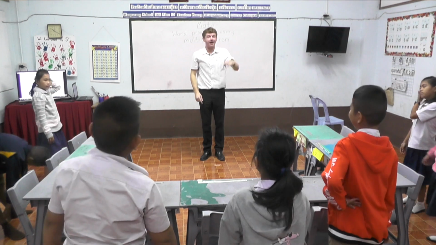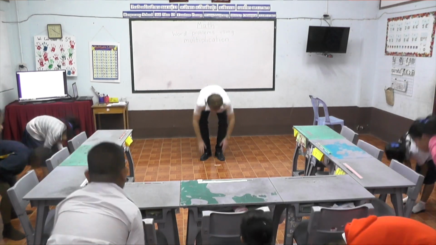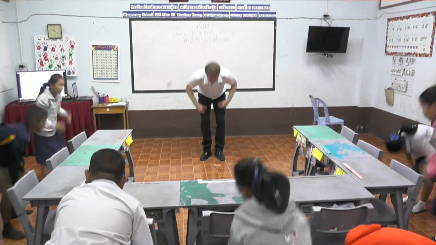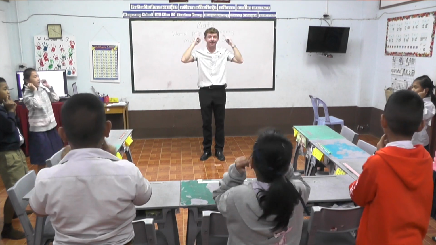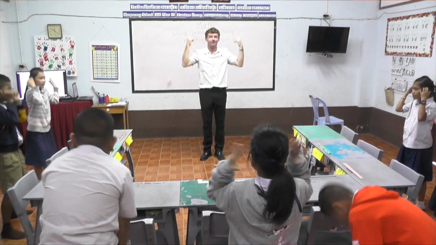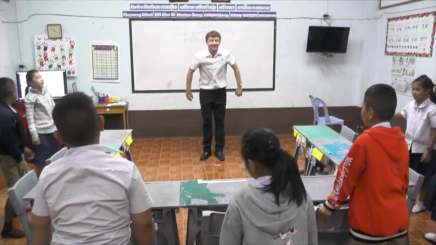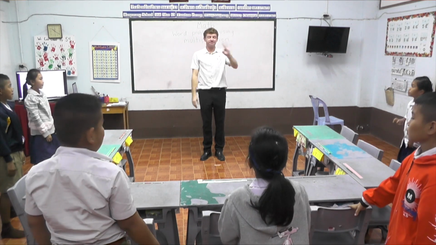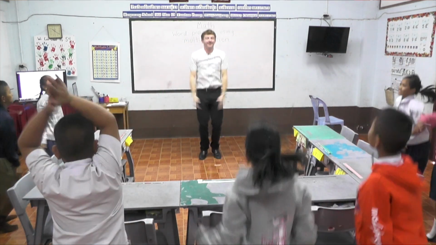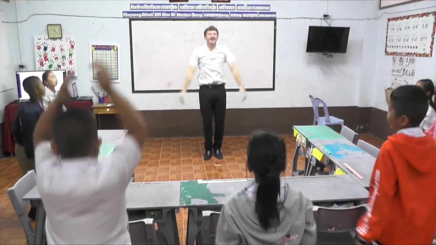And now one more time, quickly. Head, shoulders, knees and toes, head, shoulders, knees and toes, eyes and ears and mouth and nose, head, shoulders, knees and toes. And to finish, 3 star jumps. 1, 2, 3. Excellent.